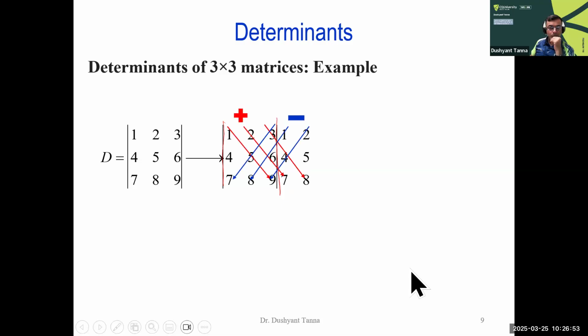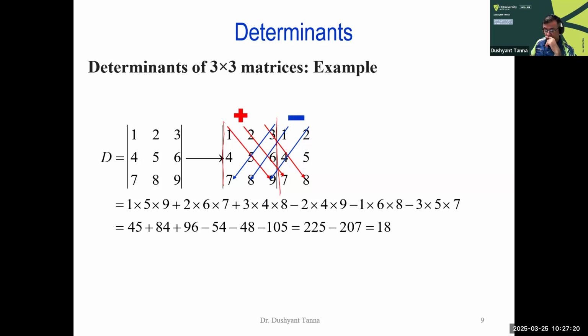The red and blue, the principals are multiplied together. So what we will do here, 1, 5, 9, they are multiplied. 2, 6, 7 are multiplied. 3, 4, 8 are multiplied and added together. Then the blue one, 3, 5, 7, 1, 6, 8, and 2, 4, 9 is being subtracted. And that's it. Simplify that, and the answer is 18.